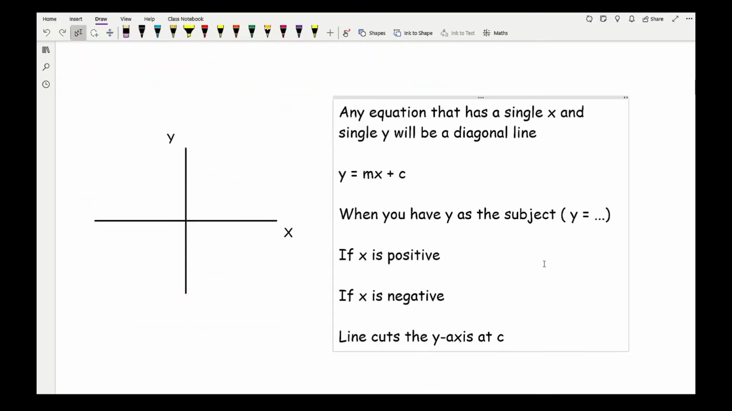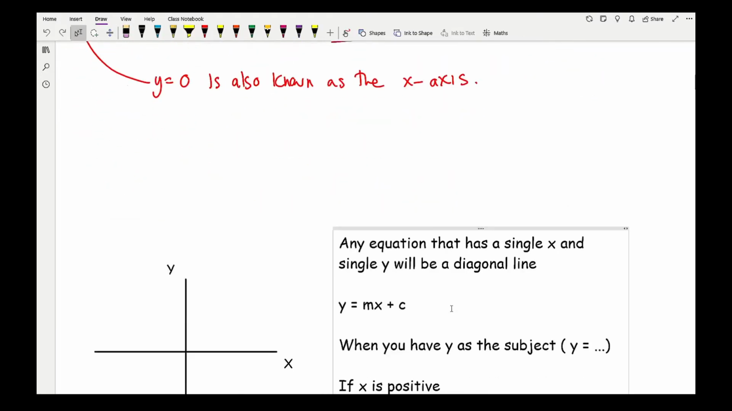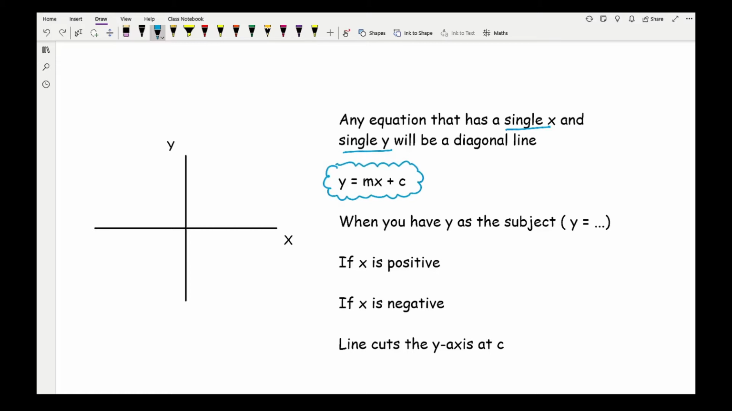Now when you are dealing with an equation where it's got a single x and a single y, which is really, really important, here we've got an equation with a single x and a single y, and that represents a diagonal line that you're going to need to plot, and that usually follows the format of y equals mx plus c. Now I've got a couple of videos that will link to this formula, whether it's from a graph or from an equation, but generally speaking any diagonal line will follow this sort of format.